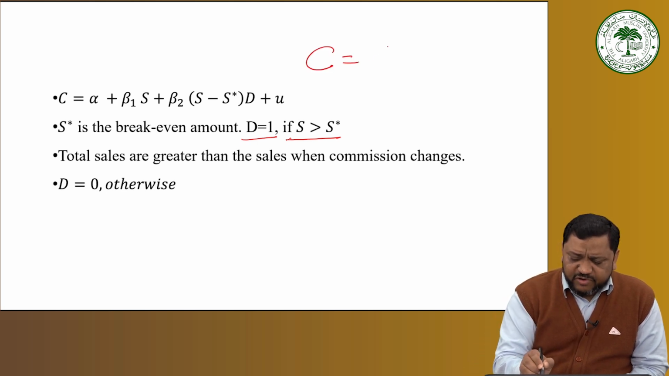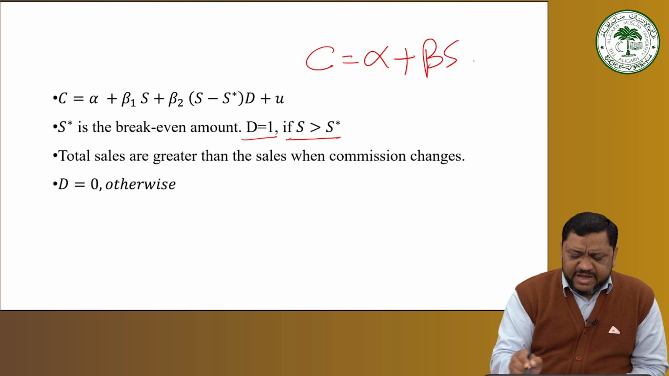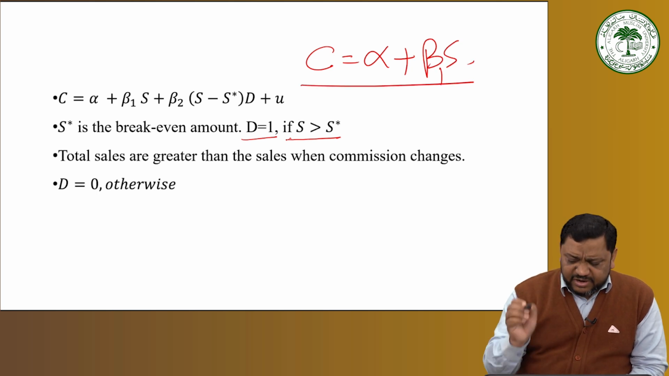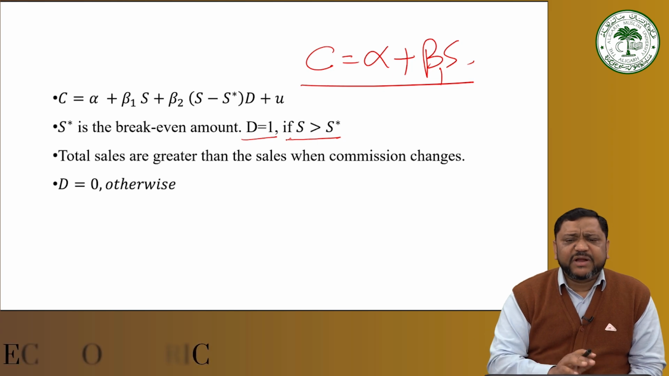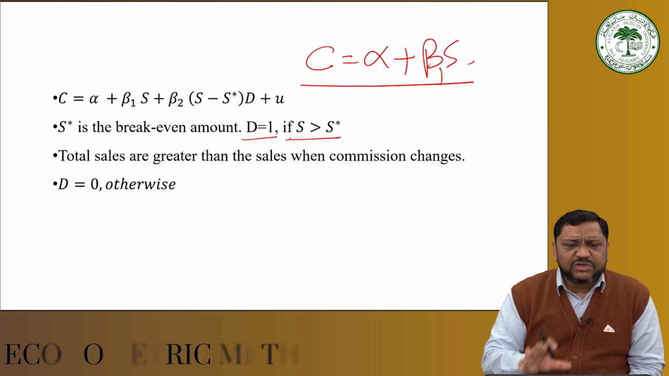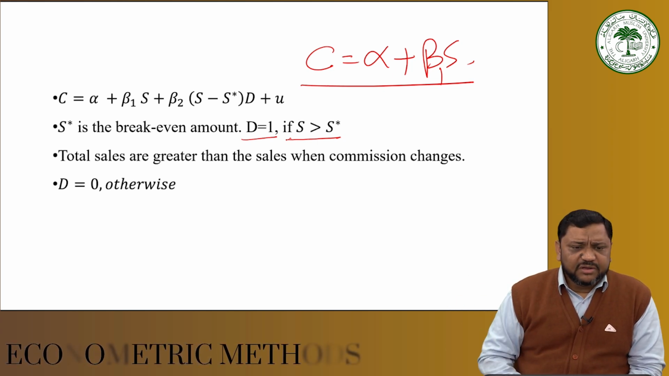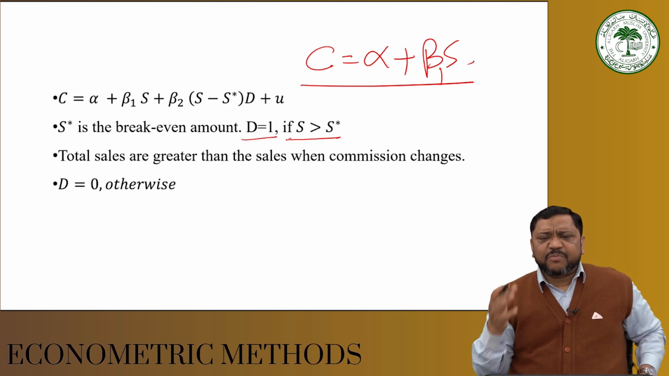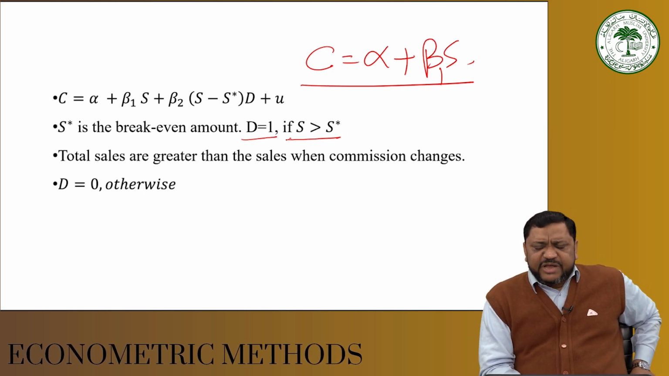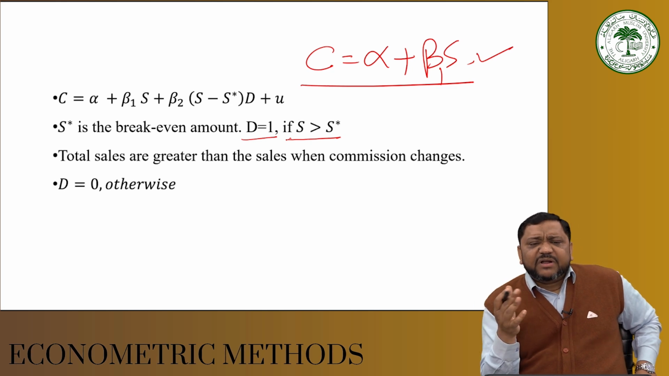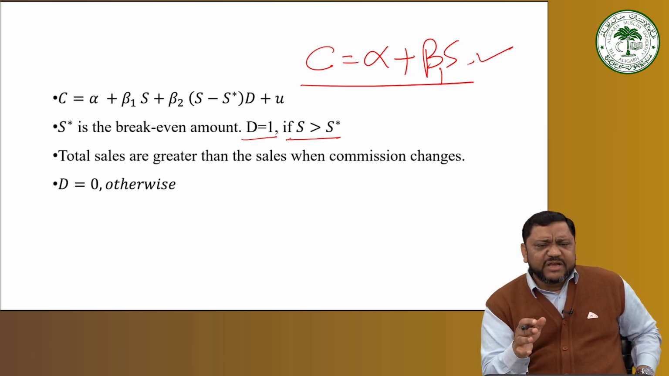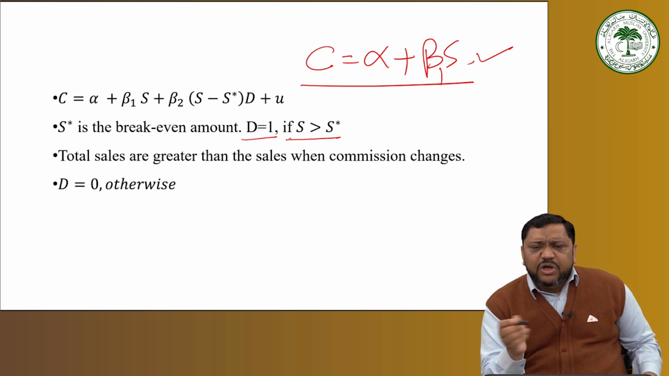So in this equation, like in the previous equation which we had, that is, C is equal to alpha plus beta S, or beta 1 S, this was the case where it was not taking into consideration the commission thing, that if you are able to sell after a certain amount, your beta 1 is changing. So that equation is a simple regression without bothering about the twist or turn. Or you can say this will be the case when there is no commission.